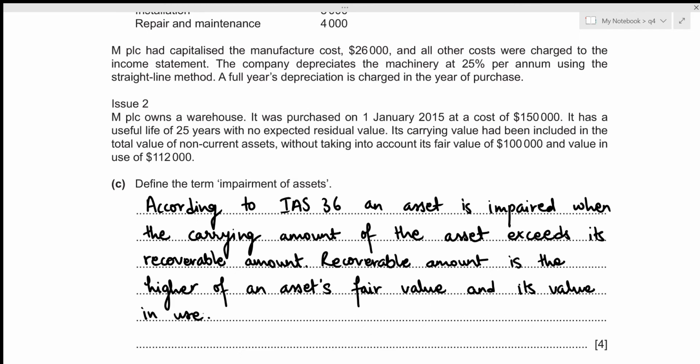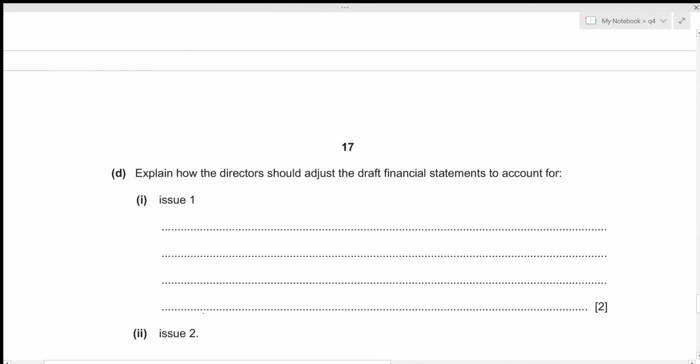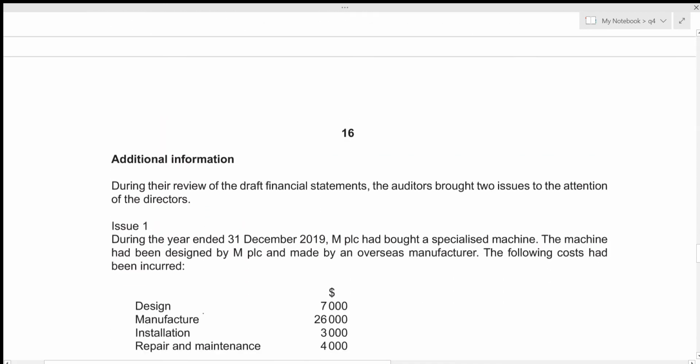So this concludes the third part of this question. Now we can move towards the fourth one. We need to explain how the directors should adjust the draft financial statements to account for issue 1 as well as issue 2. So let's have a look at our first issue.